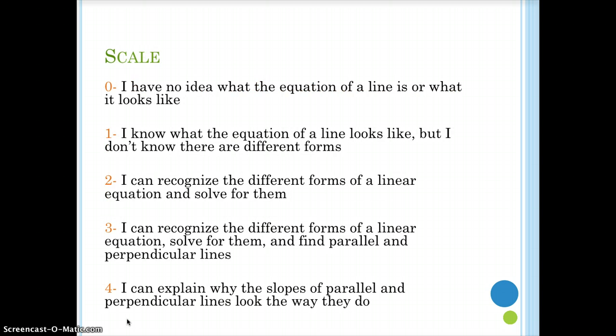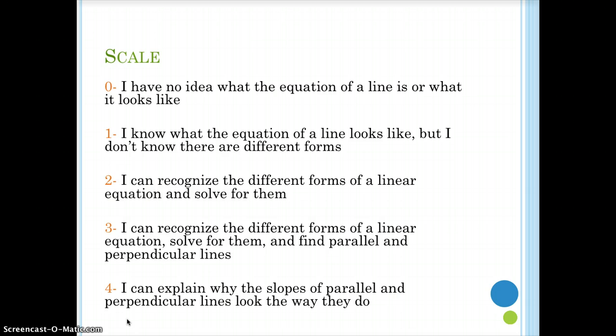Here's the scale for today. I hope no one is at a 0: I have no idea what the equation of the line is or what it looks like. Our goal is going to be to get to a 3 by the end of this section: I can recognize the different forms of a linear equation, which most of you can already do, solve for them, and find parallel and perpendicular lines.